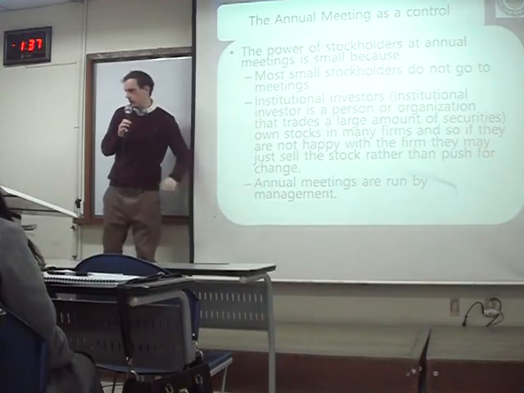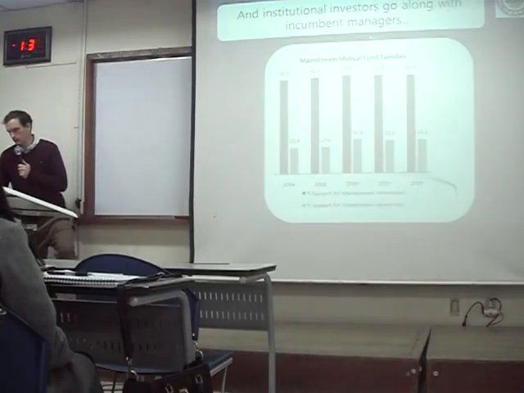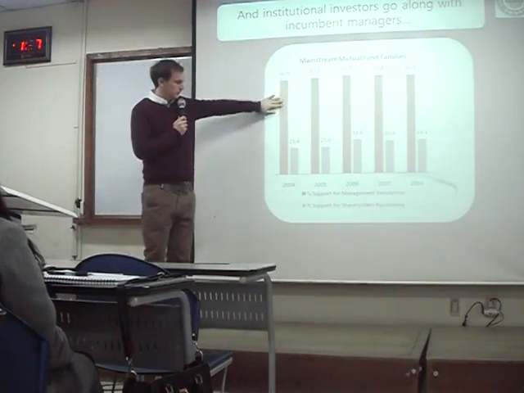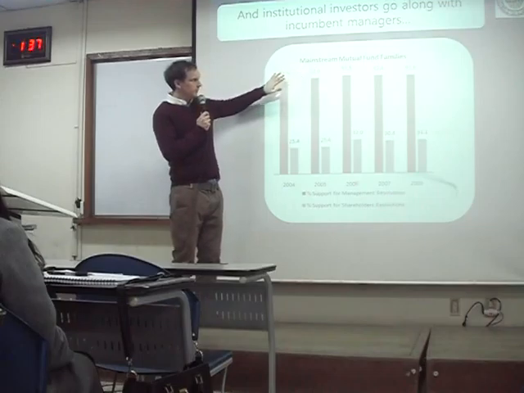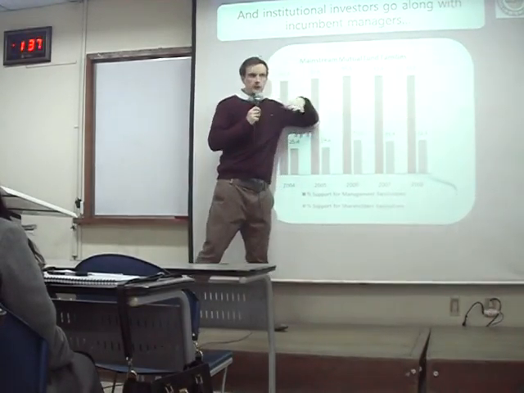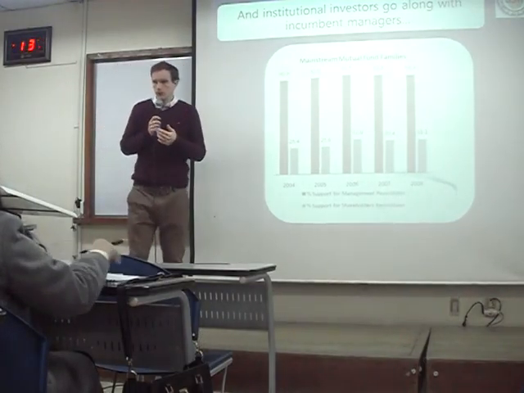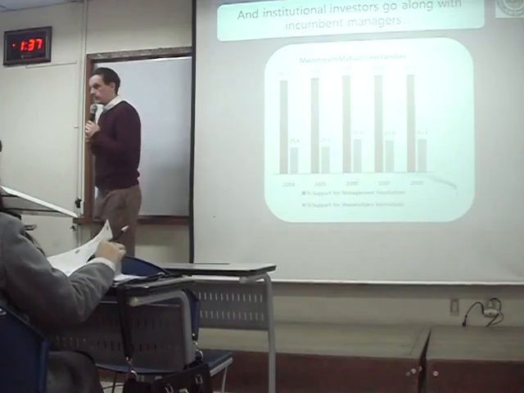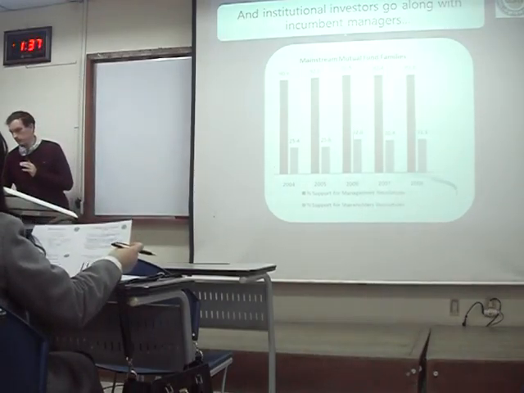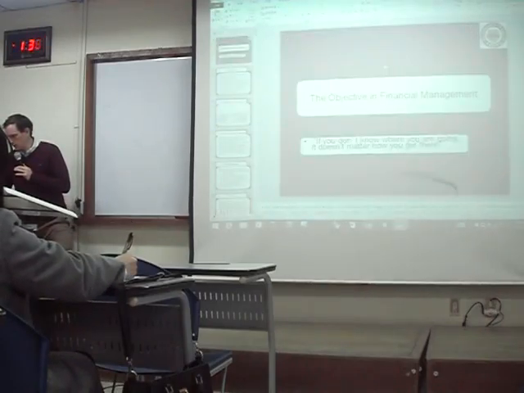And annual meetings are run by management. Management decides what we're going to talk about. This shows the support of the funds for managers. So we can see the big funds, they just support the managers. And the small investors don't really go there. So we have a problem at the AGM. It's not really effective for controlling managers. So I think that's enough.